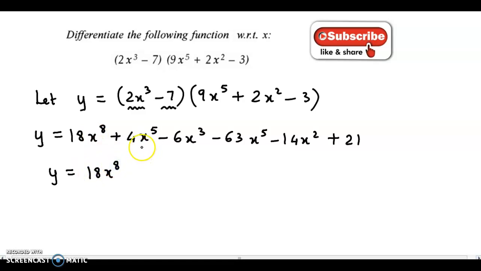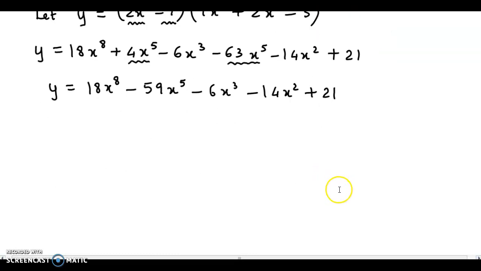18x raised to 8. Now here we have 4x raised to 5 and minus 63x raised to 5. So 4 minus 63, now we perform this subtraction, we'll have minus 59x raised to 5. And then we have the cube term over here, so minus 6x cube, then the square term minus 14x square, and lastly the constant term, that is plus 21. And now we differentiate with respect to x.